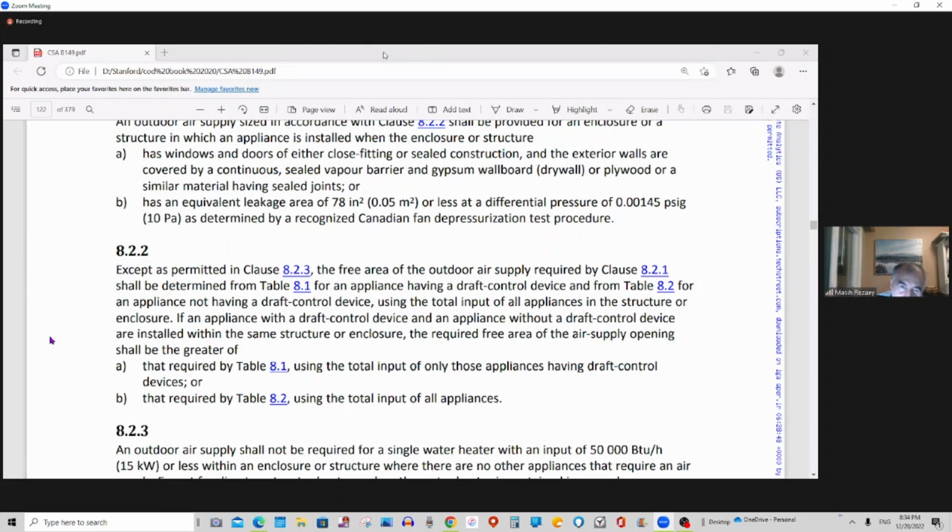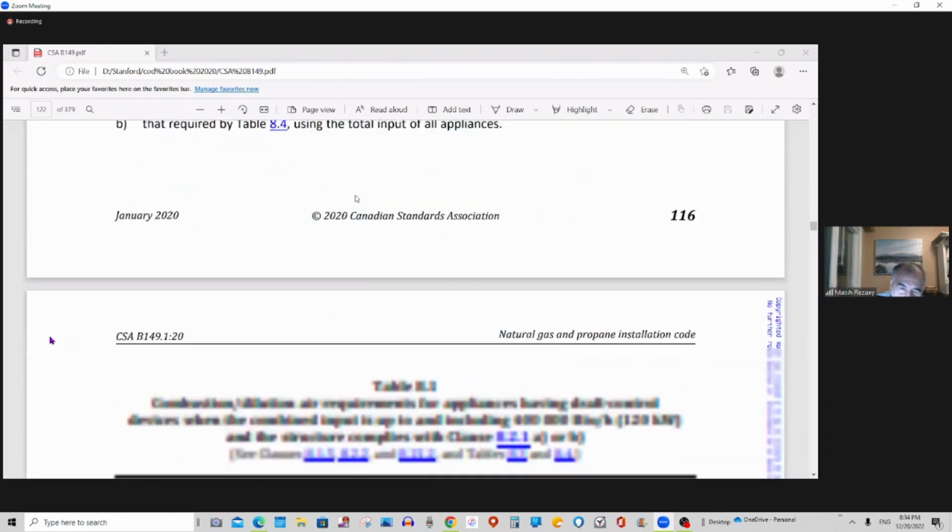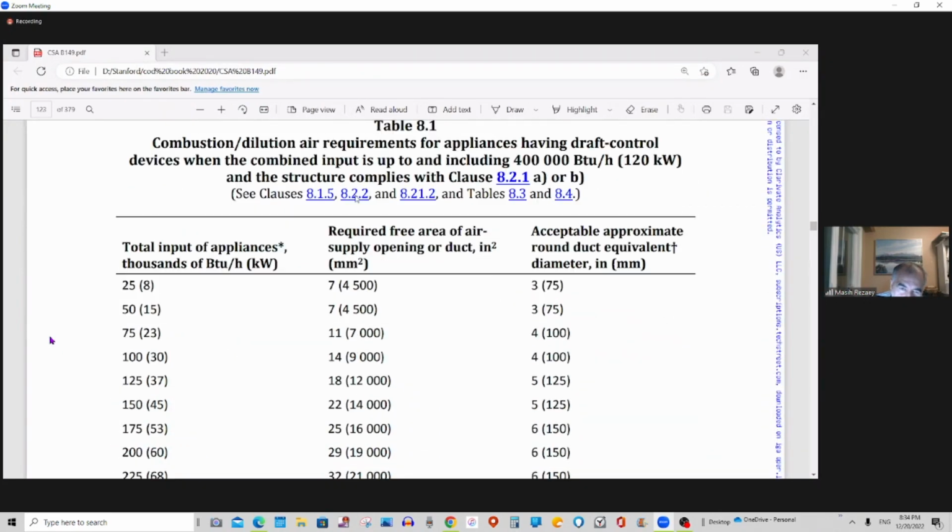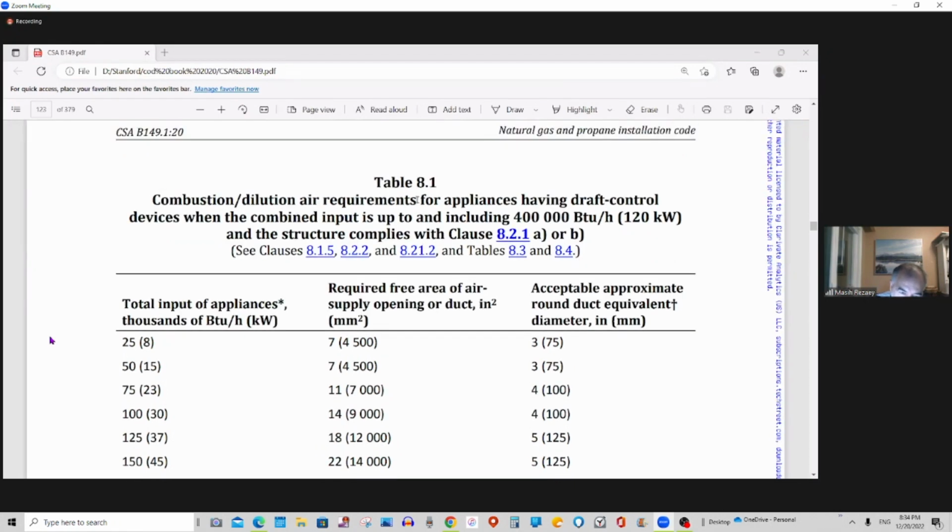Okay, let's go to table 8.1. Would you read the top of it, please? The combustion dilution air requirement for appliances having draft control devices when the combined input is up to and including 400,000 BTU and the structure complies with clause 8.2.1 A and B. That's talking about the tight house.